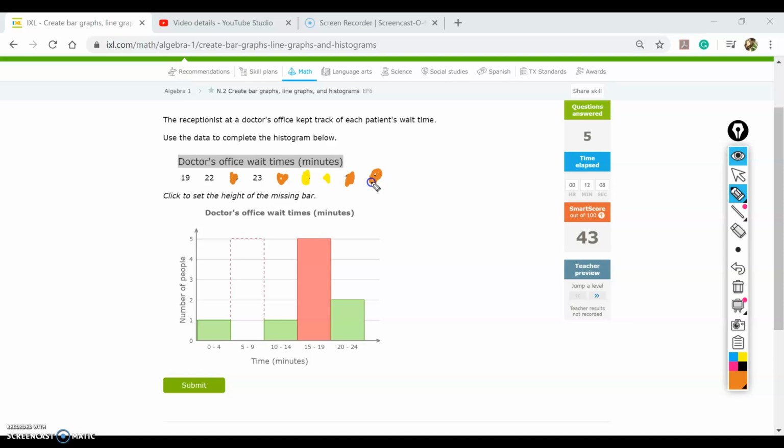3 and 4. Do I have an 18? No. Do I have a 19? Yes. So that is 5. So this one was 1. This one is 1. This one is 5. Now look at this one here.